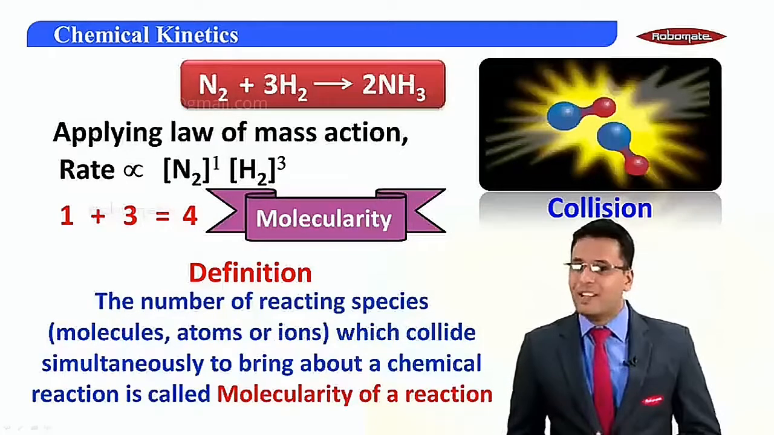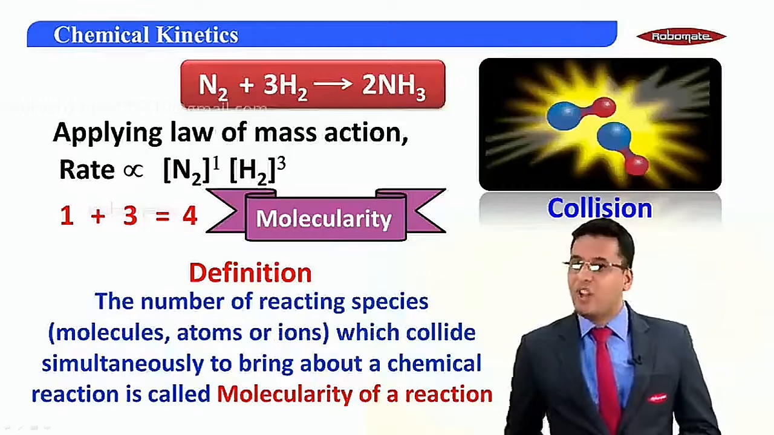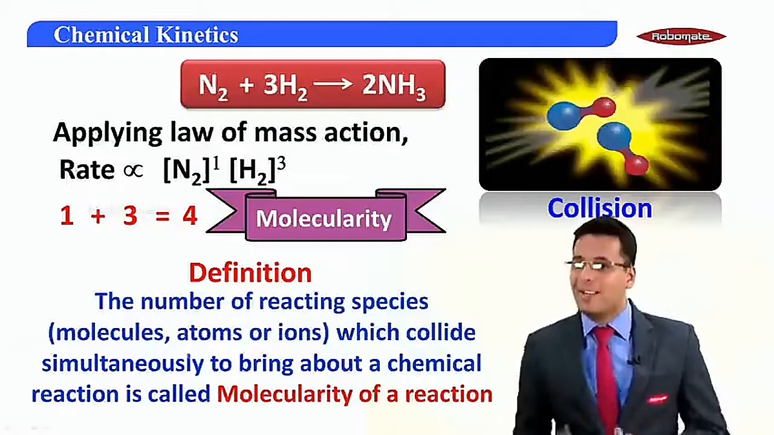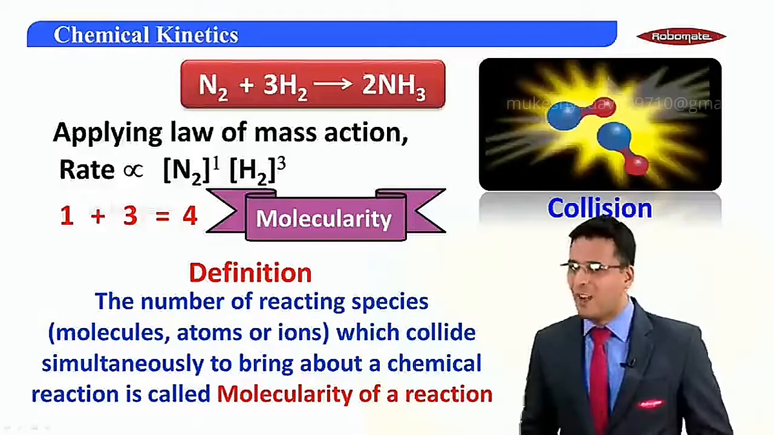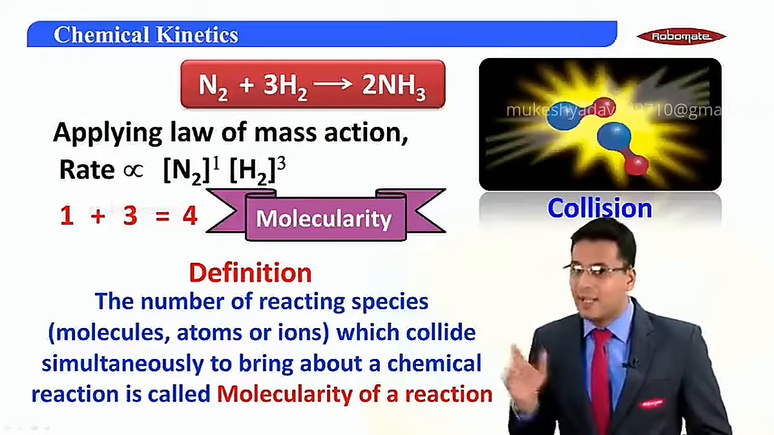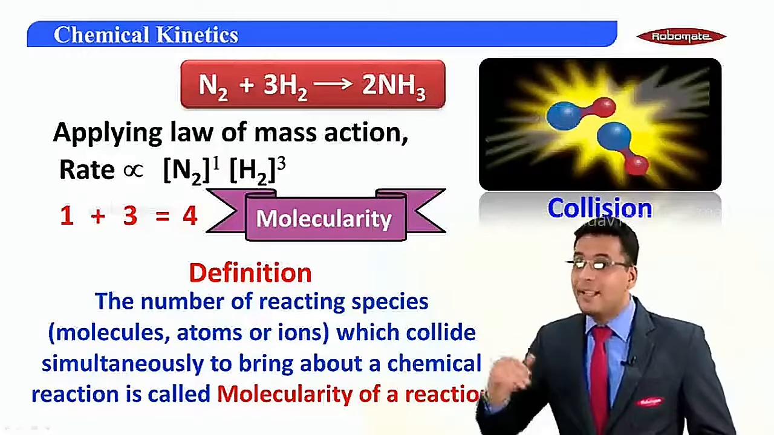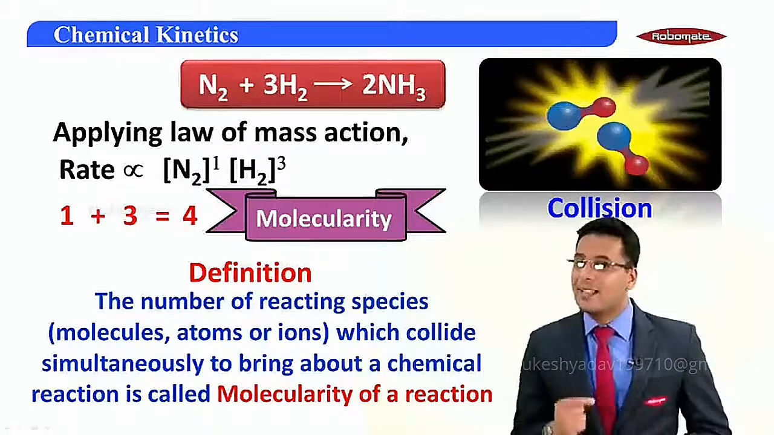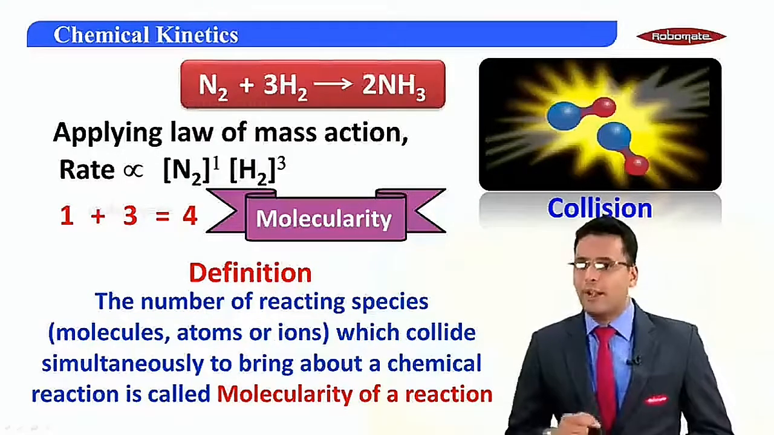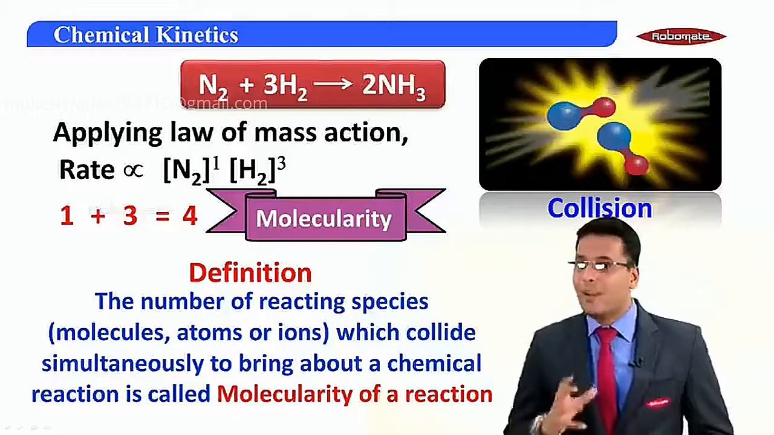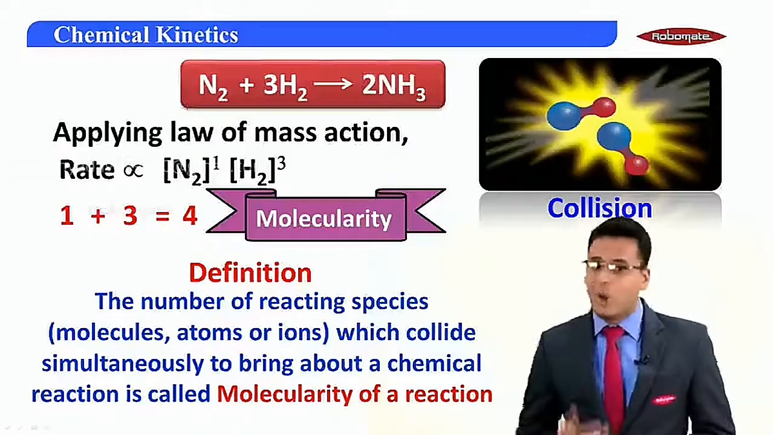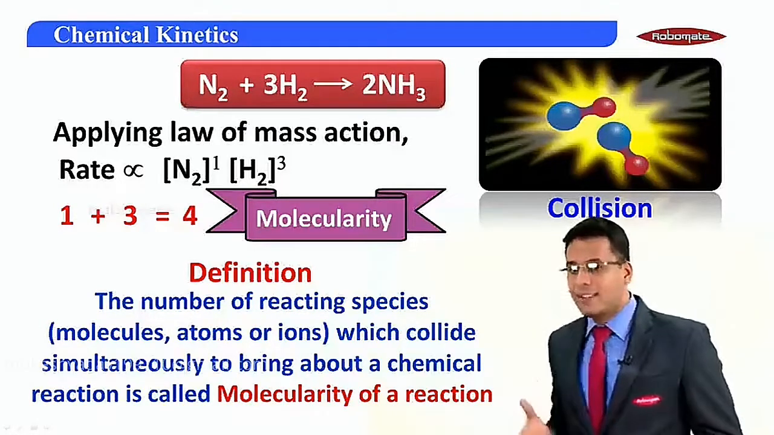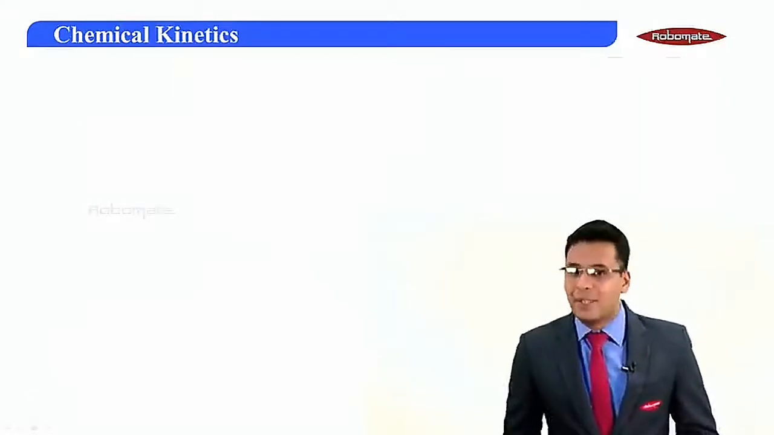The number of reacting species which collide simultaneously to bring about a chemical reaction is called as molecularity of the reaction. This word simultaneously is very important here, my dear students. So the number of reacting species which collide simultaneously to bring about a chemical reaction is called as molecularity of the reaction. Let's try and understand molecularity with the help of some examples.